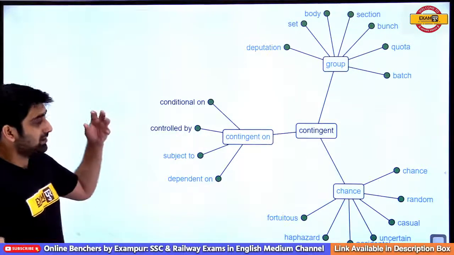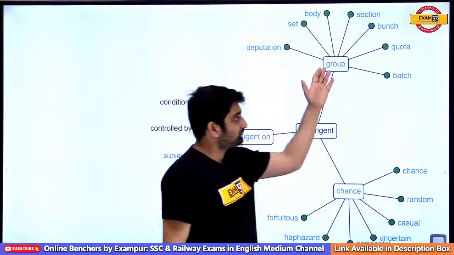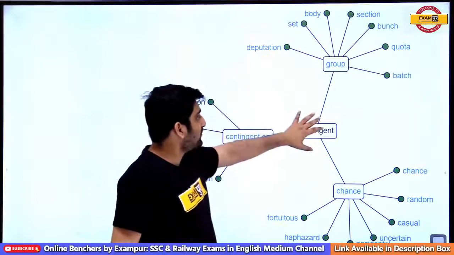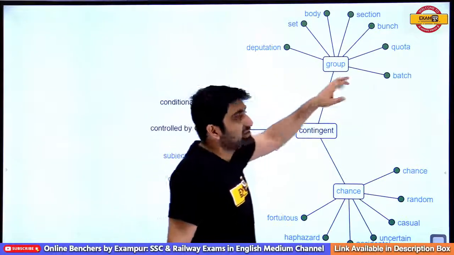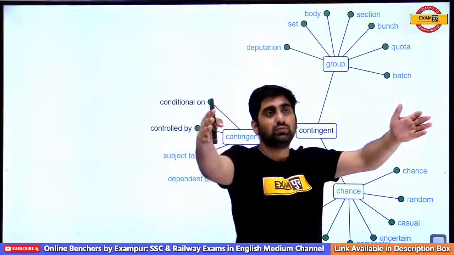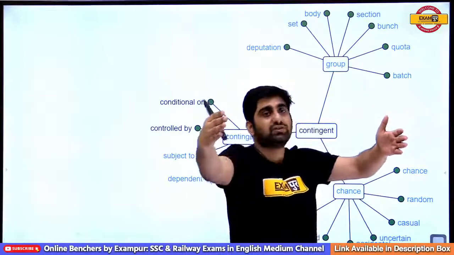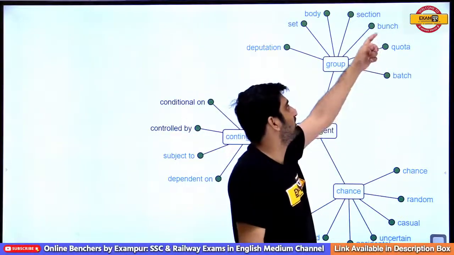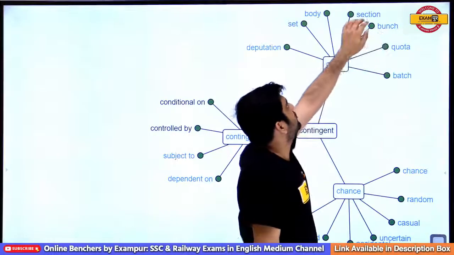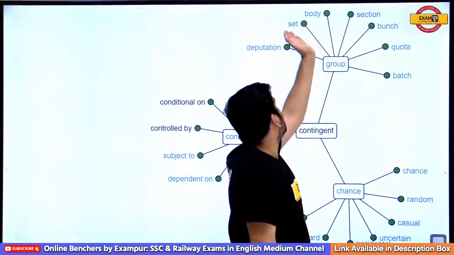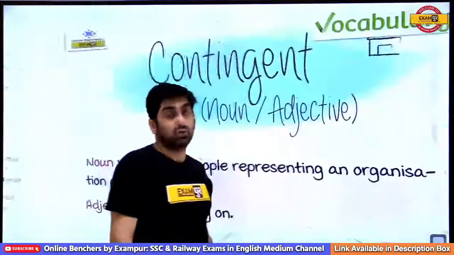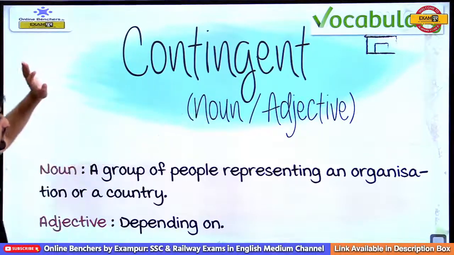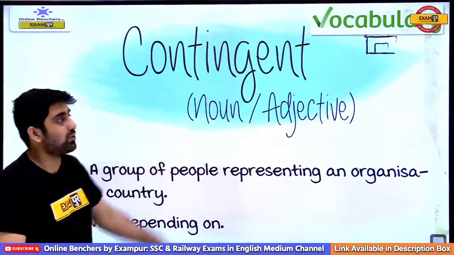Okay, the next word is contingent. Contingent means a group, a chance, or contingent on. Basically it means group. Group means when you have a batch, you believe that a group of students study in this batch, means quota. When you have quota, obviously a group of people will be benefited and come under the quota. Bunch, section, body, set, these are the very idea of group, means contingent. Contingent can be a noun, or it can also be an adjective. I mean both parts of speech are possible.